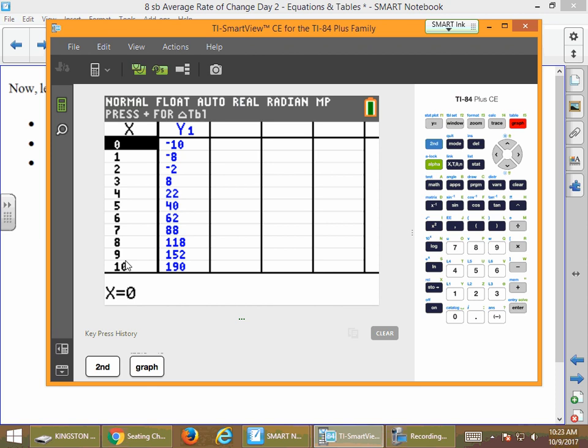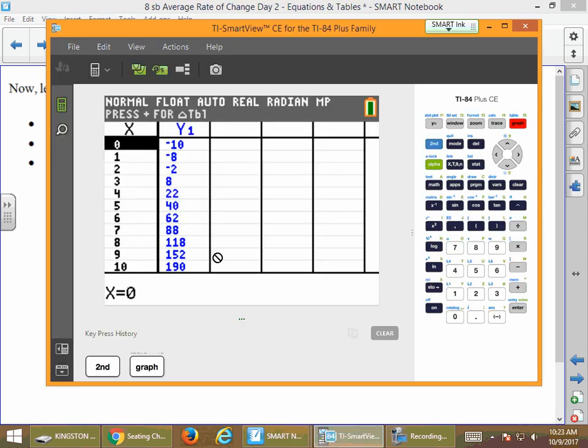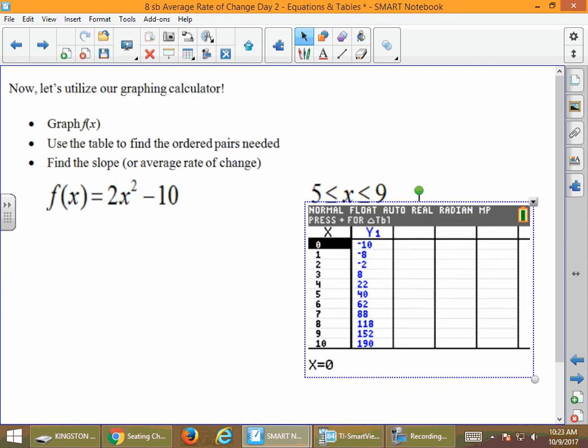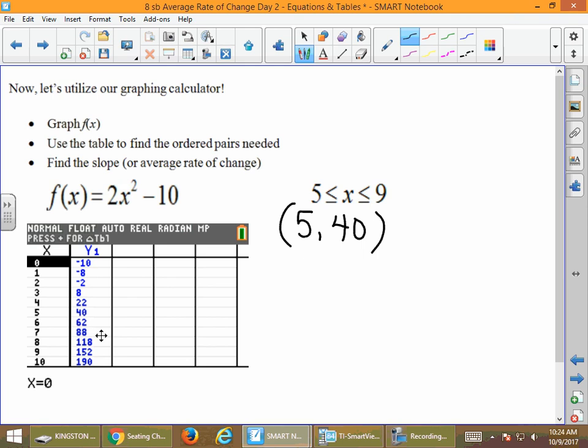Well, the ordered pair at 5, as you can see on the table, is 5, 40. The ordered pair at 9 from our calculator screen is 9, 152.